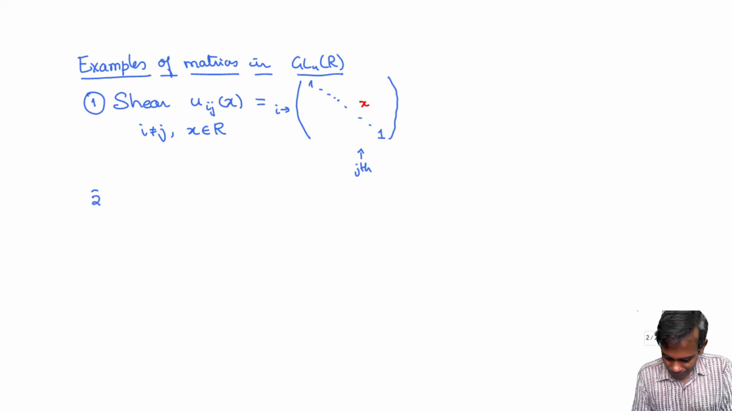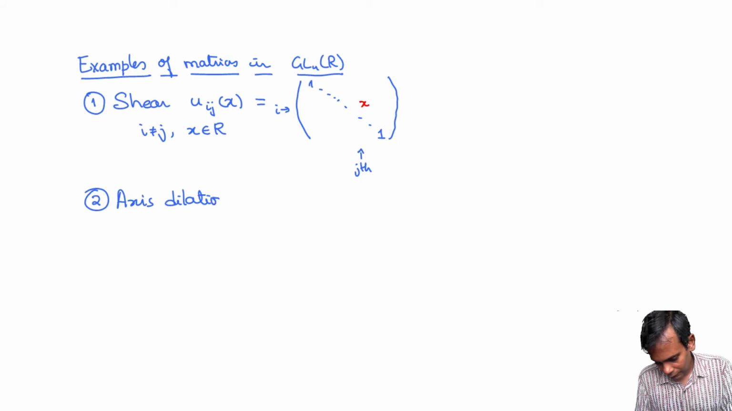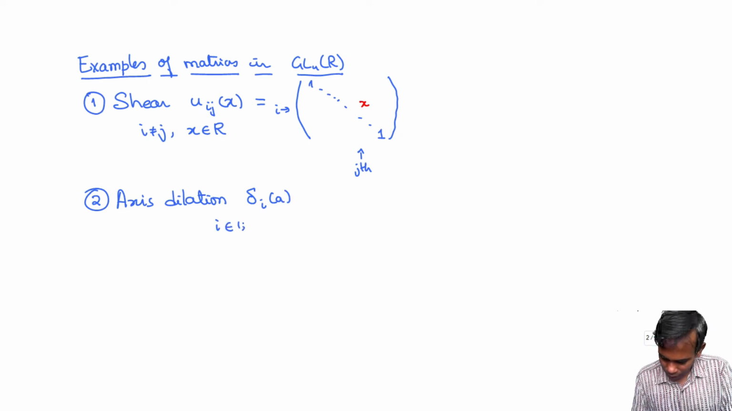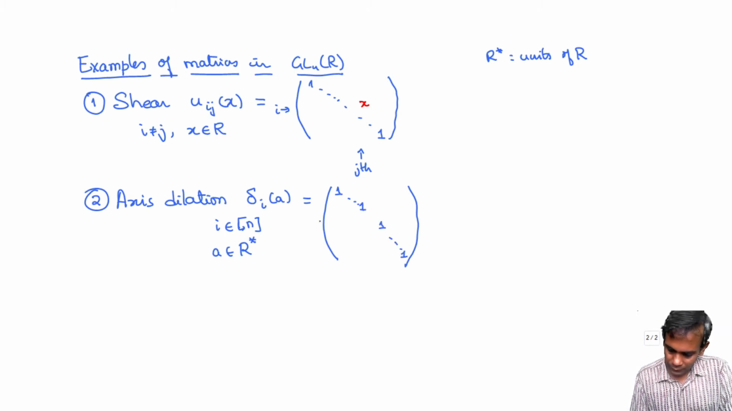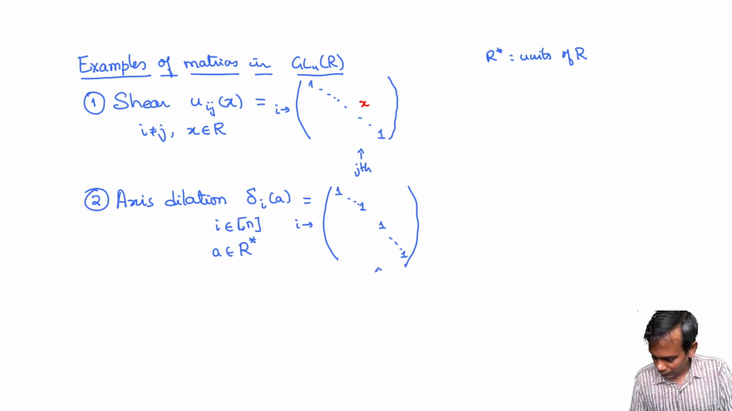And the second kind of element I want to introduce is what I'll call an axis dilation. This is the element delta_i(a). Here i is one of the numbers between 1 and n, and a is any element of R that is a unit. So I'll write R* to denote units of R. So this is the matrix with ones along the diagonal, except in the ith row and ith column, the ith diagonal entry, and there you would put this a. We needed a to be a unit because otherwise the determinant of this is a, and that would not be a unit, and this would not be an element of GL_n(R).